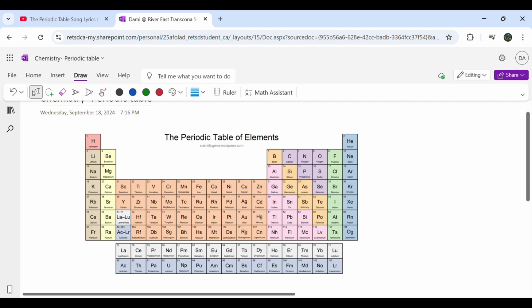We're going to look at chemical bonds, valence electrons, and listen to the periodic table song by A$AP Rocky because I love that song so much.